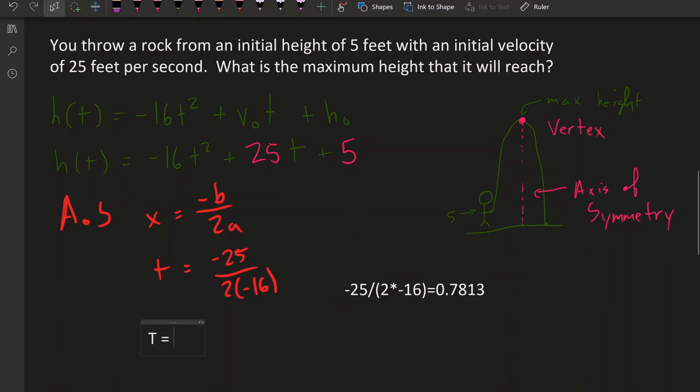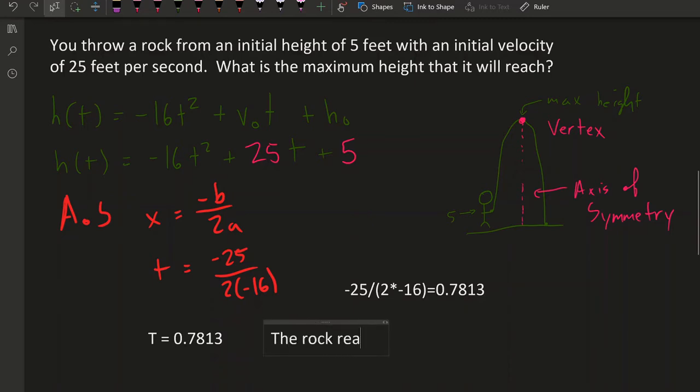t is equal to 0.7813. Now it's very important to realize what it is we just solved. So t stands for time. It's the number of seconds since it was launched. The axis of symmetry is the middle of the parabola, which is the highest point of the parabola. So that means that the rock will reach its highest point after 0.7813 seconds.